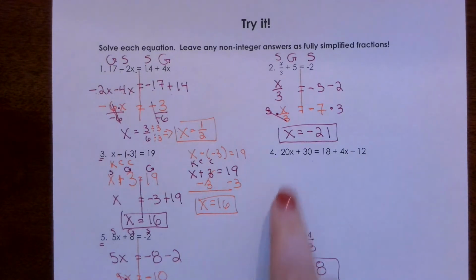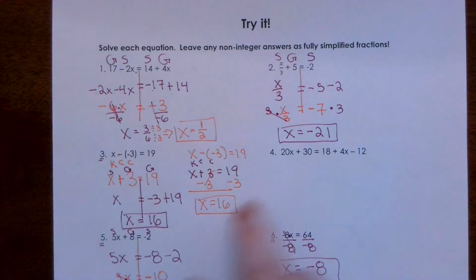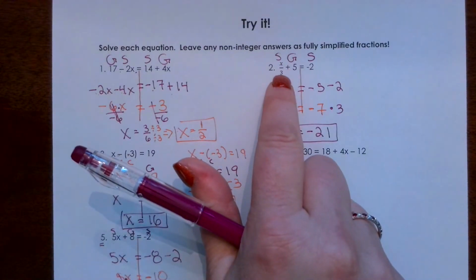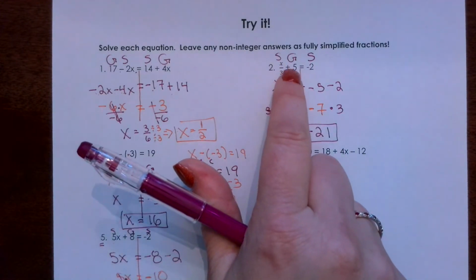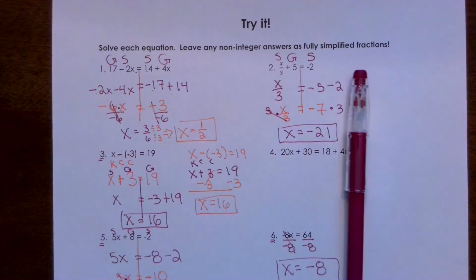Just a kind of note, you can always take that negative 21, substitute it in, and see if you're right. Negative 21 divided by 3 is negative 7. Negative 7 plus 5 is negative 2. I know that my solution is correct.